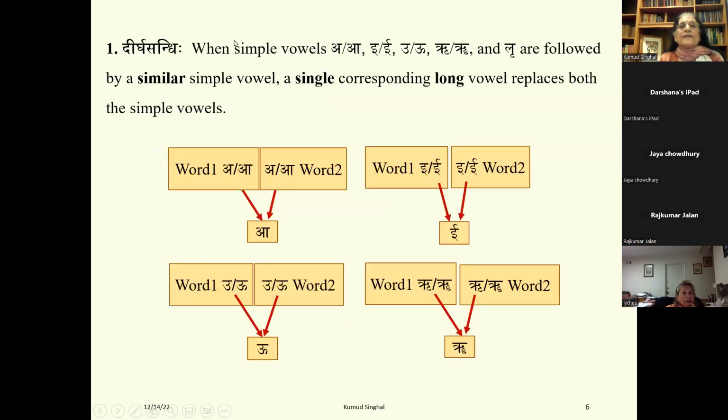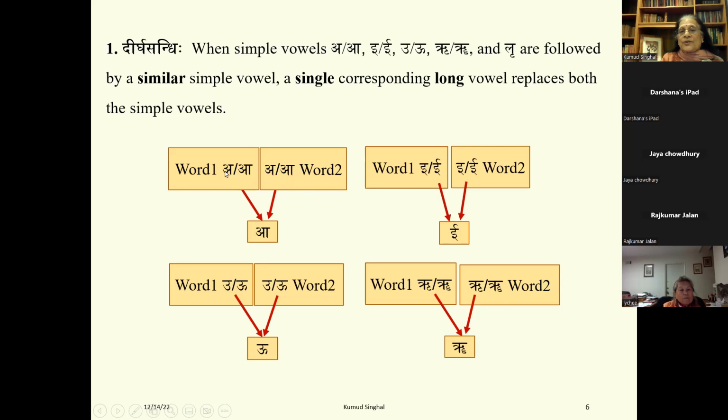So let us look at the first Sandhi, which is called a Dirgha Sandhi. You are familiar with this Sandhi. This Sandhi says that when simple vowels a or aa, i or ii, u or uu, r or rr are followed by a similar, this is important, similar simple vowel, a single corresponding long vowel replaces both of the simple vowels. For example, the word one ends with either a or aa, and the second word begins with a or aa, so they will be replaced by aa.